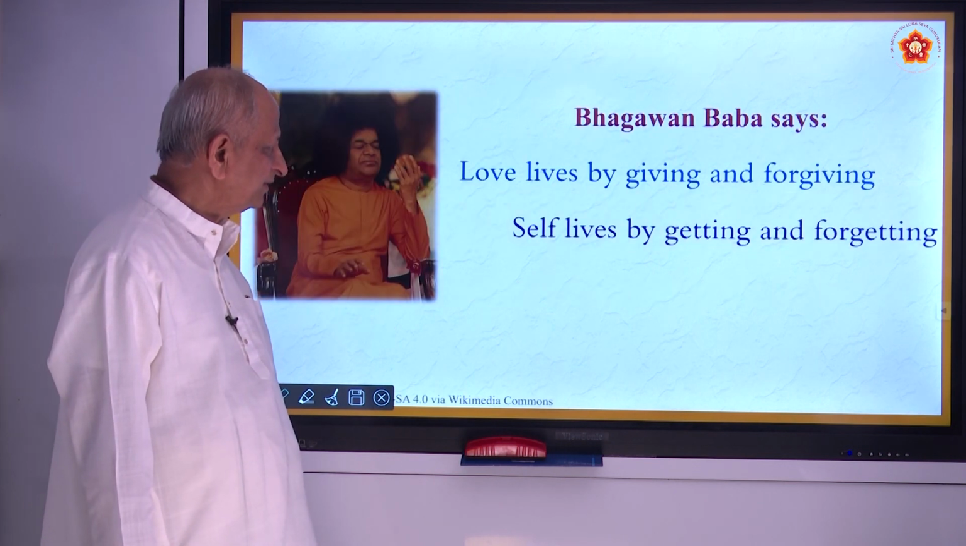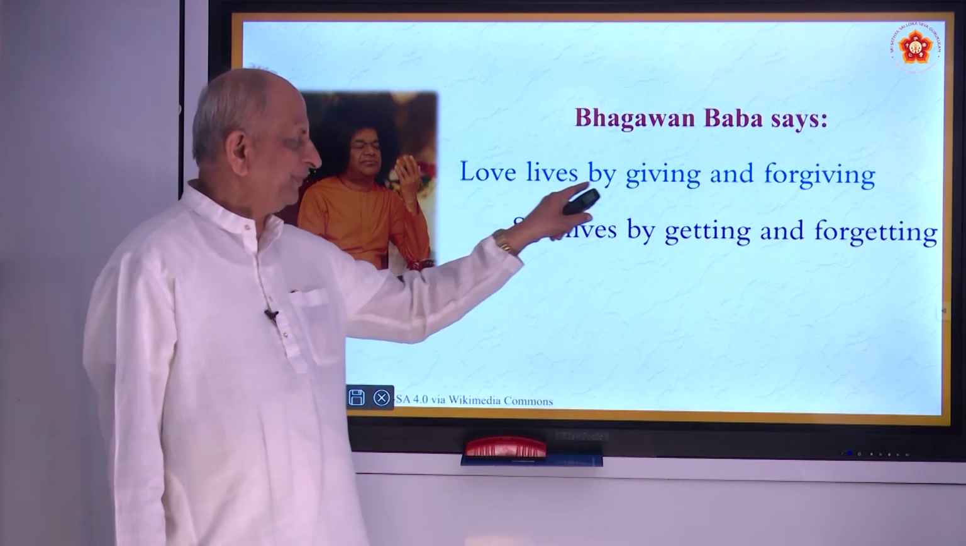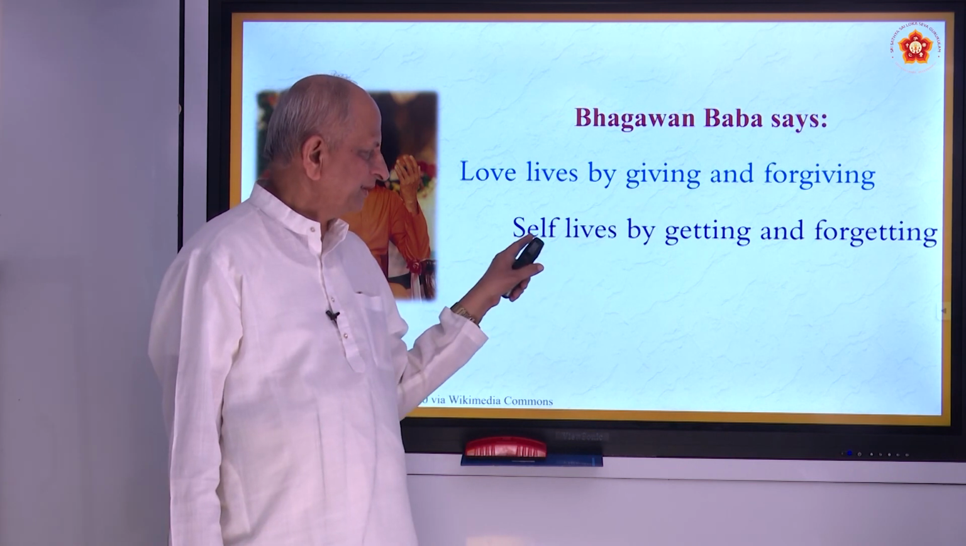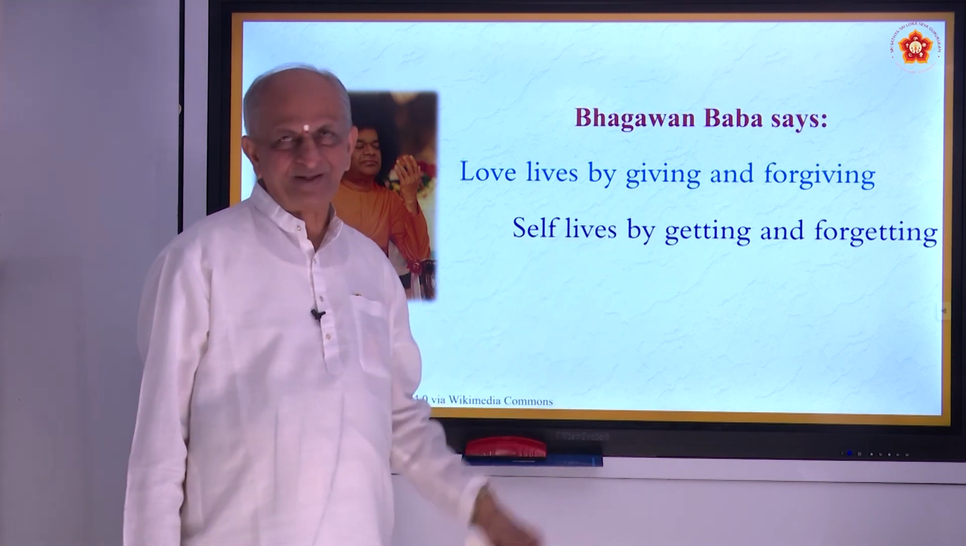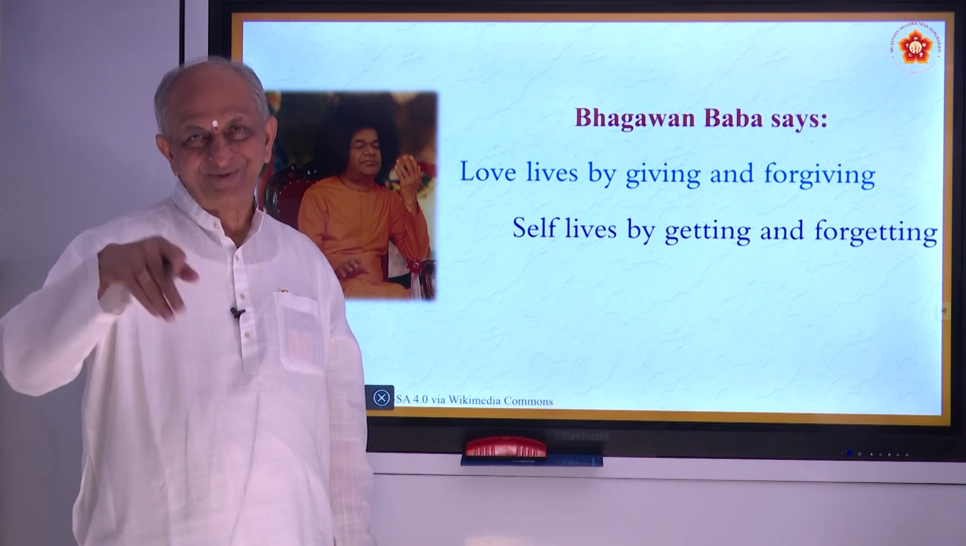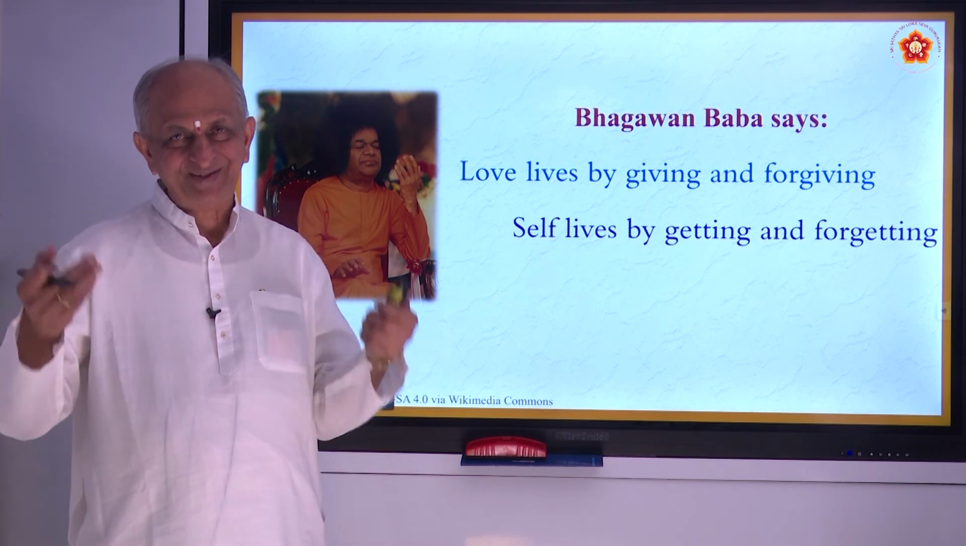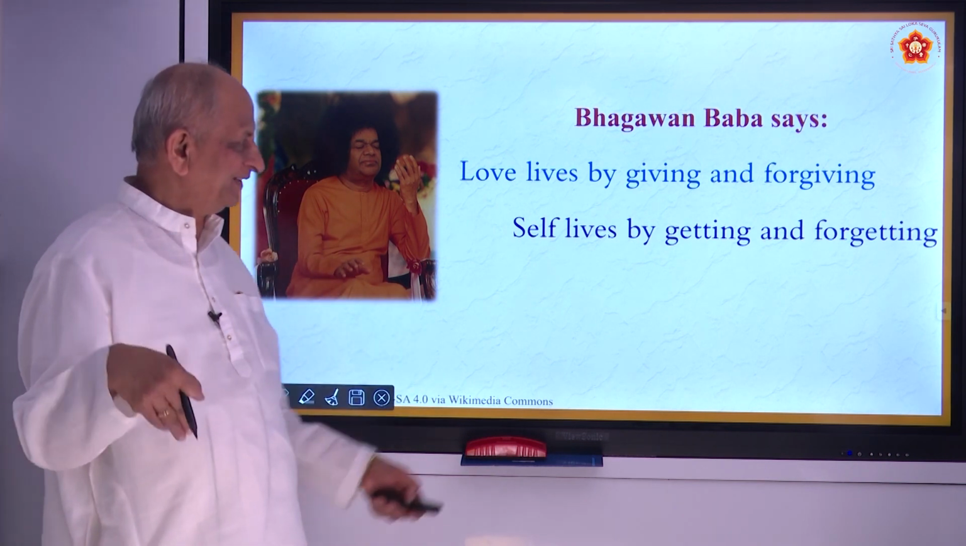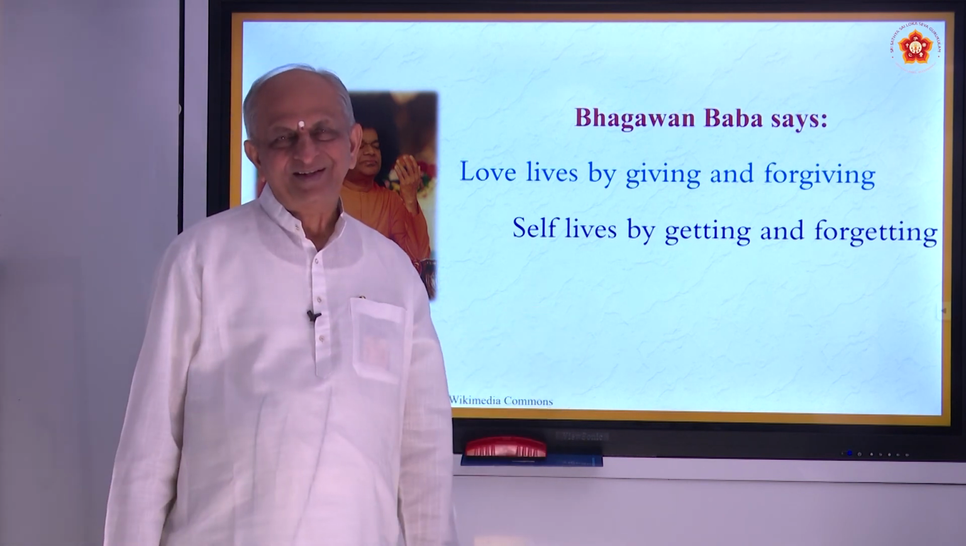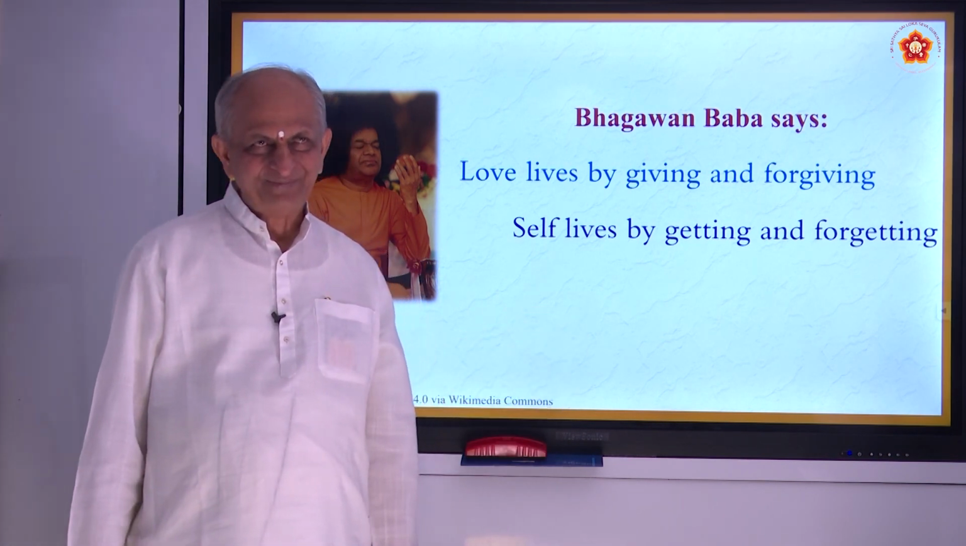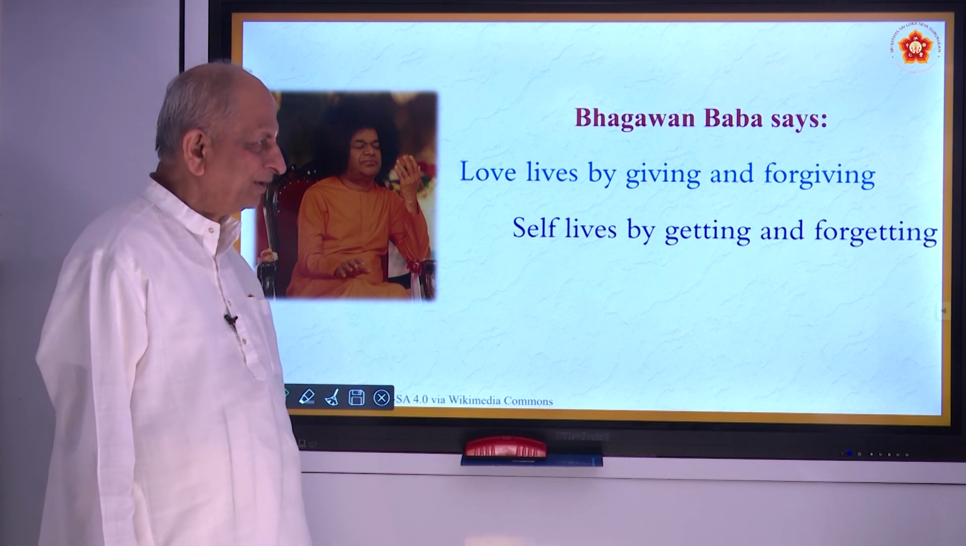Now let us see what Baba says. Bhagavan Baba says, love lives by giving and forgiving. Self lives by getting and forgetting. So go on giving and giving, so that your love increases. If you go on getting and forgetting, it is selfishness. Okay. So develop more and more love.